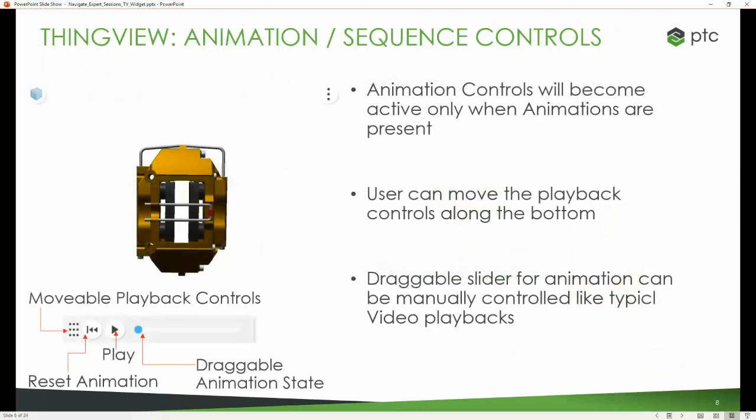For animations, as you can imagine, we simply have a play button, a reset animation, and the ability to drag the animation state. In addition to being able to play the animation, you can also move the playback controls along the bottom side of the screen. This will allow you to get the playback controls out of the way of the animation if it's being obscured.